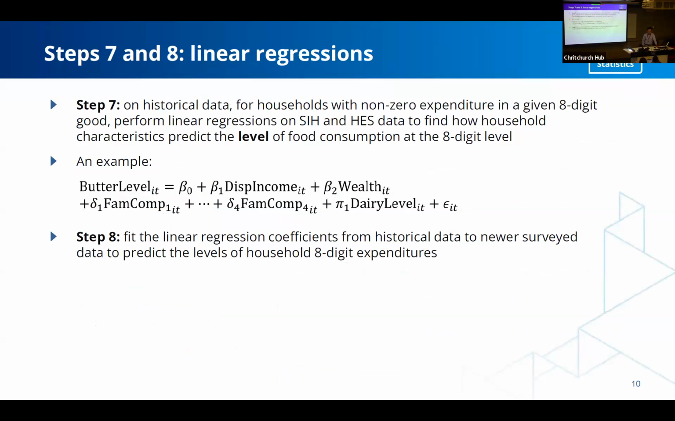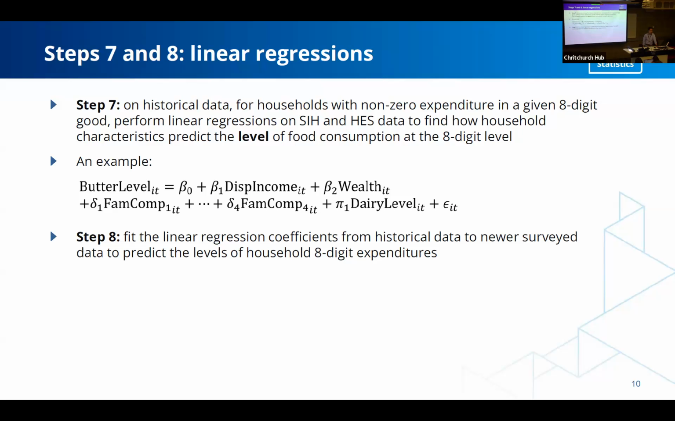Okay, next, I'm going to talk about our next set of regressions. So now, instead of computing the probability of consuming a good, on historical data, on those households that had non-zero expenditure in a given 8-digit good, we perform linear regressions this time to find how those household characteristics predict this time the level of food consumption as opposed to the probability of food consumption.